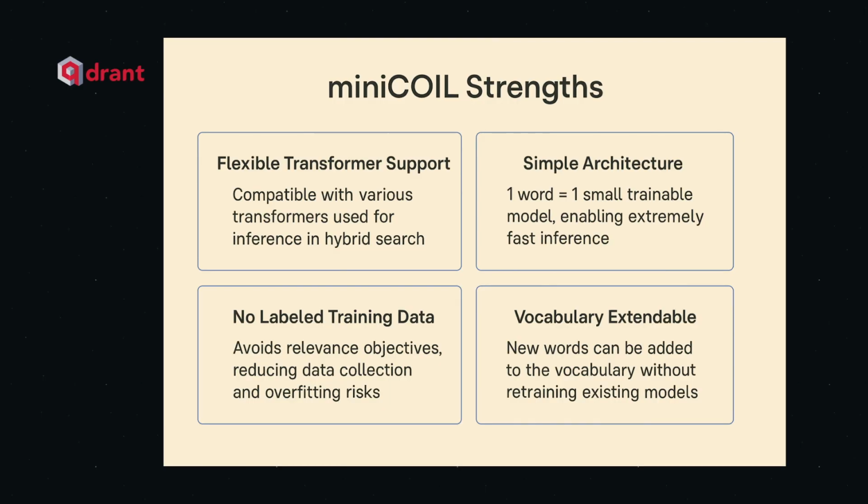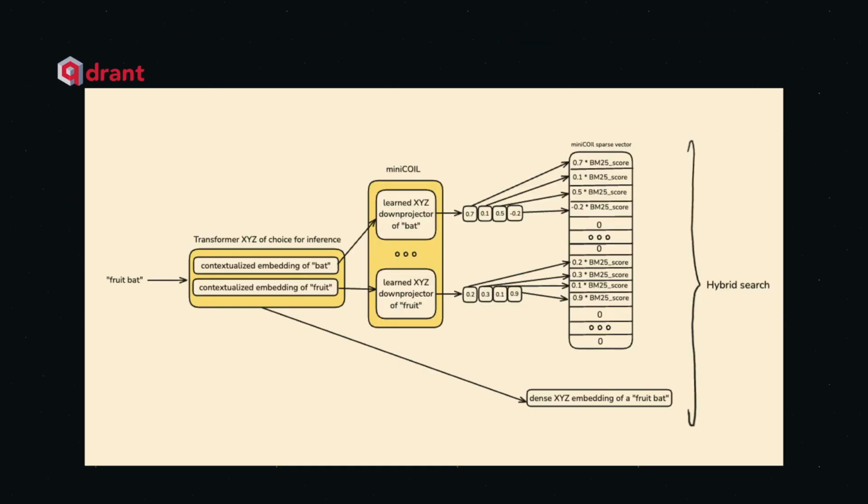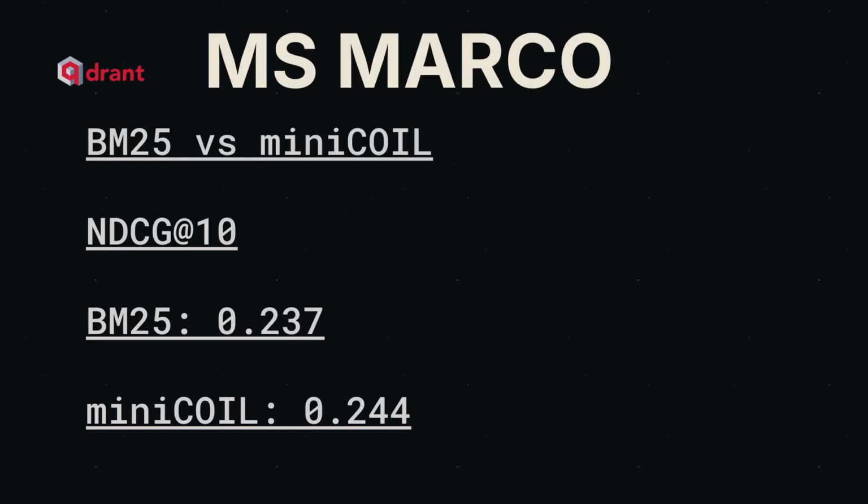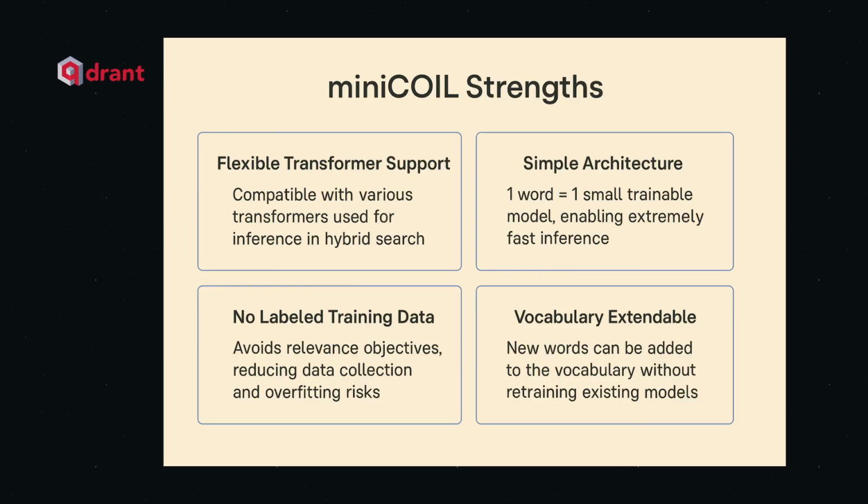And also, it should be noted that we found here that the validation loss matches the theoretical lower bound. So it's not even like you're losing much, if anything, from going to that one word, right? But you are gaining a lot in inference. And the third box might be the most important one, right? You don't need labeled training data. You can just avoid all of those relevance objectives. You don't need to have a million things in your collection. You don't need to worry about overfitting as much.